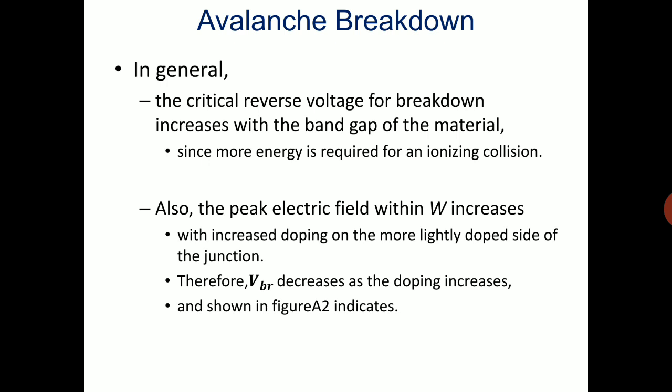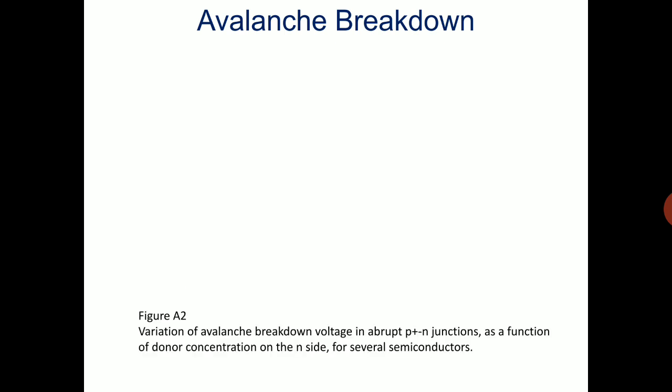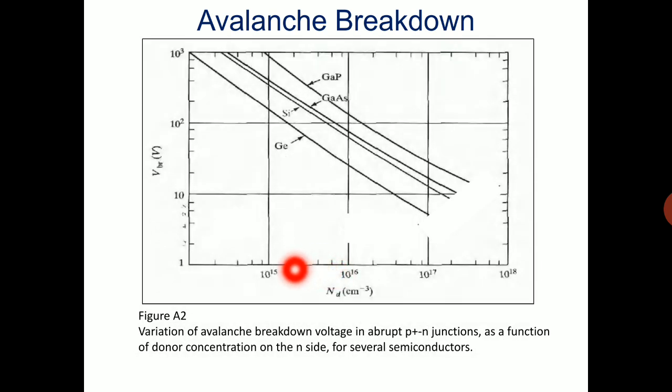We will try to plot this explanation in a graphical manner. This is a plot of the variation of avalanche breakdown voltage in an abrupt PN junction as a function of donor concentration on the N side for several semiconductors. On the x-axis is the donor concentration ND per centimeter cube, and on the y-axis is the breakdown voltage VBR in volts. This shows the avalanche breakdown variation for germanium, silicon, gallium arsenide, and GaP. We are not going to understand how this comes, just the variation for different materials.